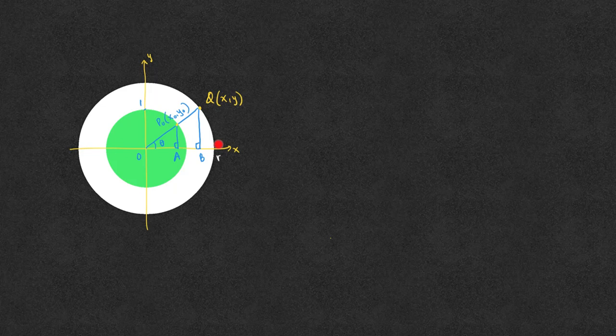Given the two similar right triangles with a common angle theta, we will express these sides in terms of the trigonometric ratio of theta. The inner circle is the unit circle, which has radius 1, and the outer circle is a circle with radius r.